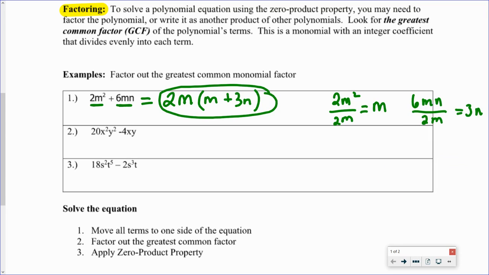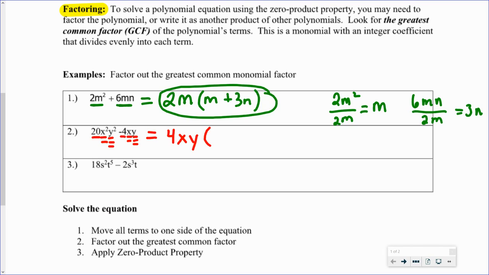Let's look at a second example. So we're looking to factor out the GCF, or the greatest common factor, of 20x squared y squared minus 4xy. So again, I'm going to focus first on the numerical coefficients. 20 and negative 4 share a common factor of 4. x squared and x share a common factor of x. y squared and y share a factor of y.